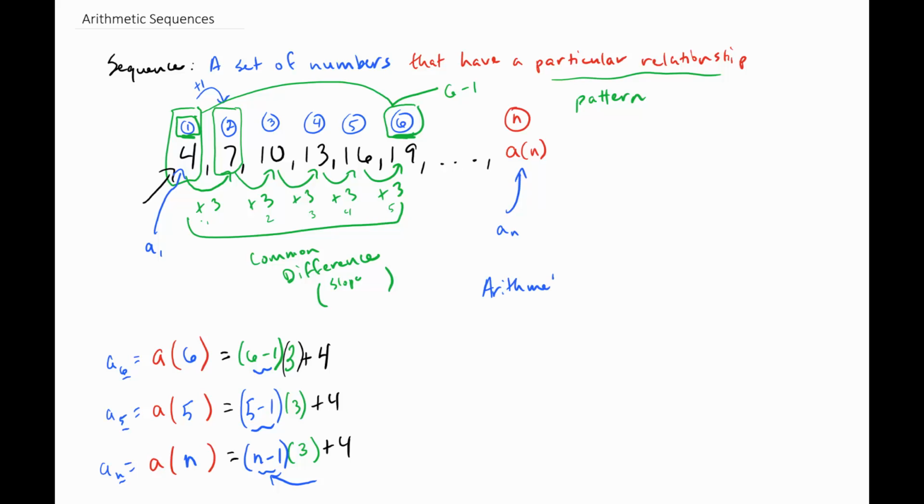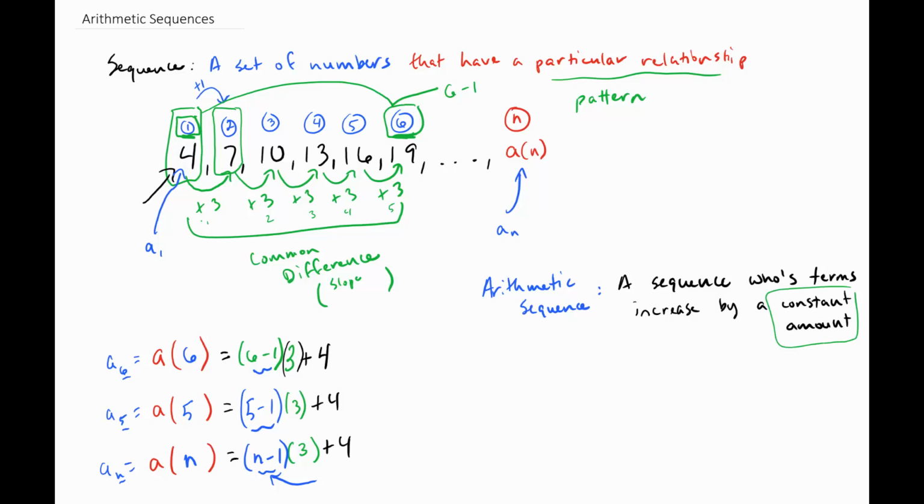And as I mentioned, I want to make sure we have a clear definition of what an arithmetic sequence is. An arithmetic sequence is just a sequence whose terms increase by a common difference or a common amount. And that is the basics of how you can find the equation or formula for an arithmetic sequence when given a few of the terms in that sequence.